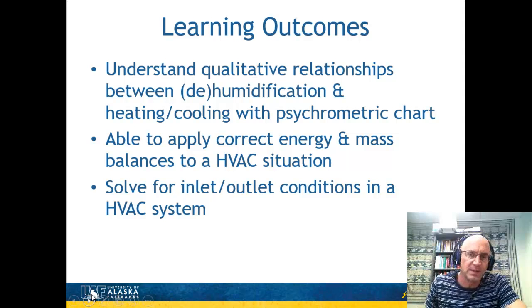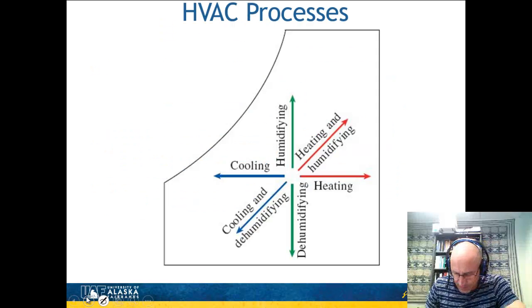Remember, HVAC is heating, ventilation, and air conditioning. So this is more or less what we're talking about in this chapter. And then finally, you'll be able to solve for the inlet and outlet conditions of an HVAC system. We'll do this both using the psychrometric chart, and then we'll also do a solution using EES. So first, let's go ahead and review some of the HVAC processes here.